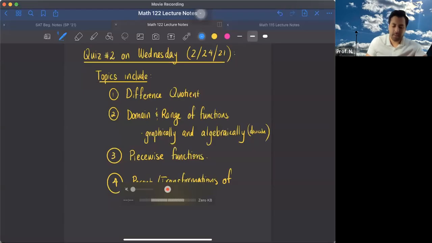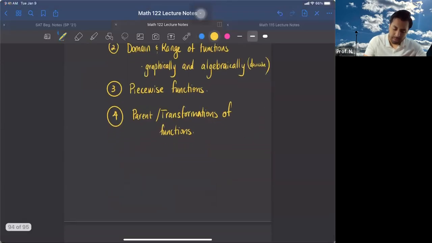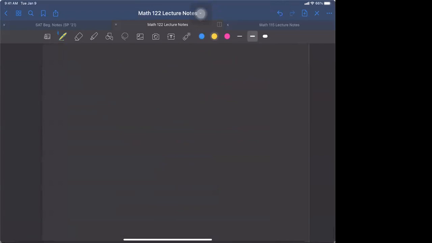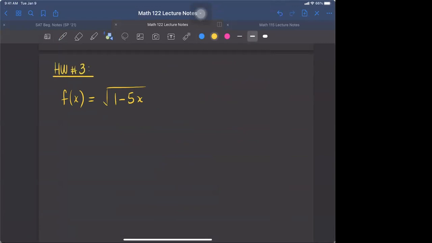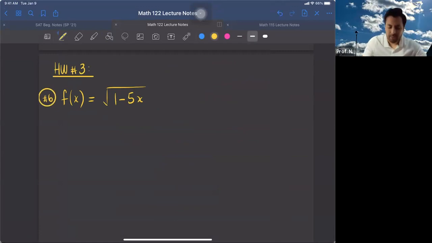Number 6 and 7. Okay, so f of x is the square root of 1 minus 5x. Yes. So this is homework number 3, right? Homework number 3, and this is number 6. And what's the question asked? What's the domain?